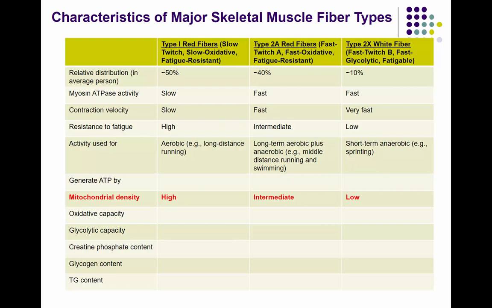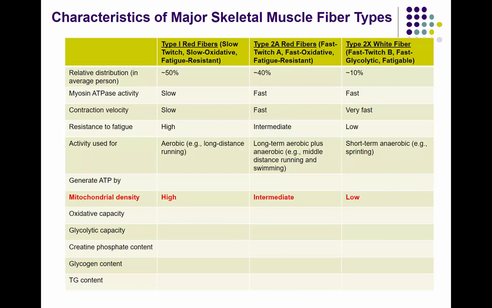You guys already know, right? Type 1 and type 2A are red fibers, and so contain higher mitochondrial content. Particularly type 1 fibers, red fibers, have the highest mitochondrial density, type 2A is intermediate, and type 2X has a lower mitochondrial content, right? So this characteristic, again, is very important. Try to remember this first, and then you can easily understand the others.